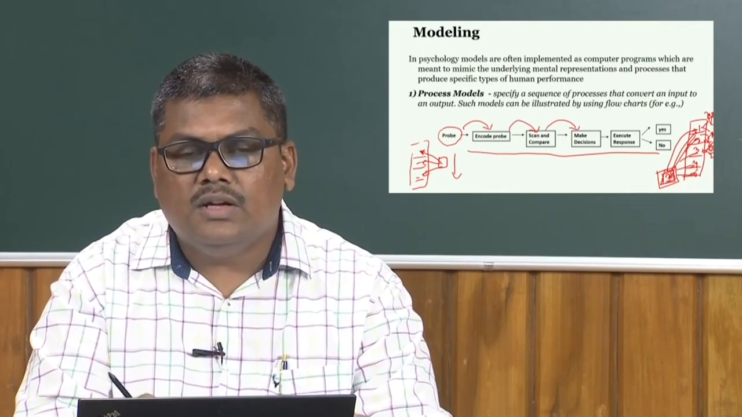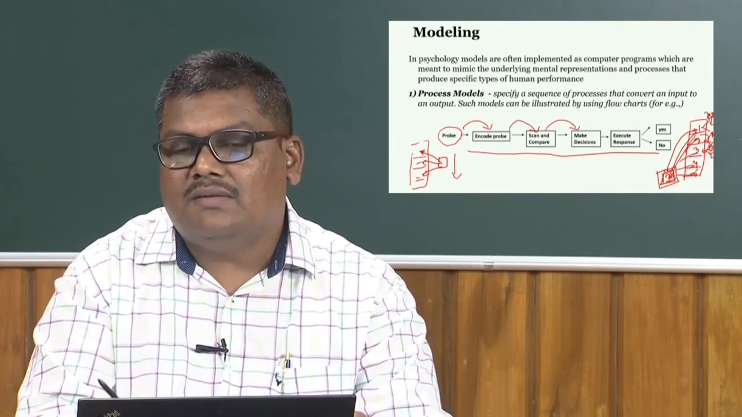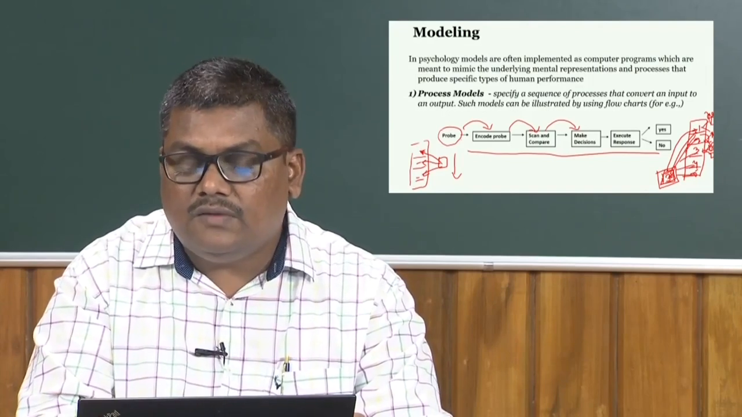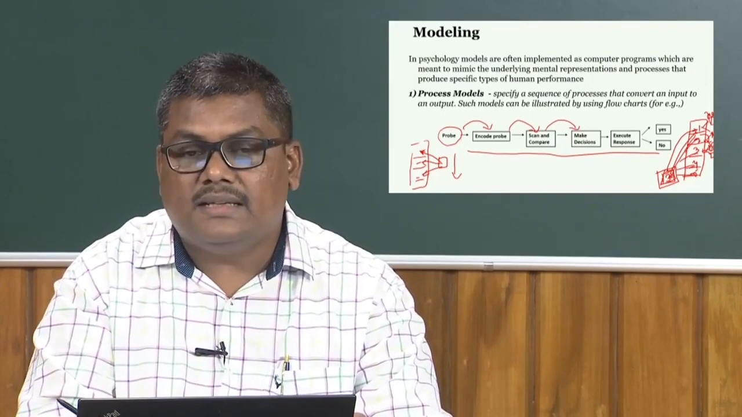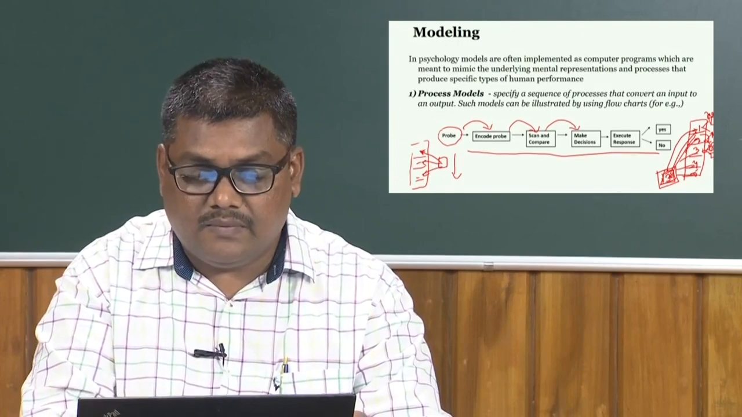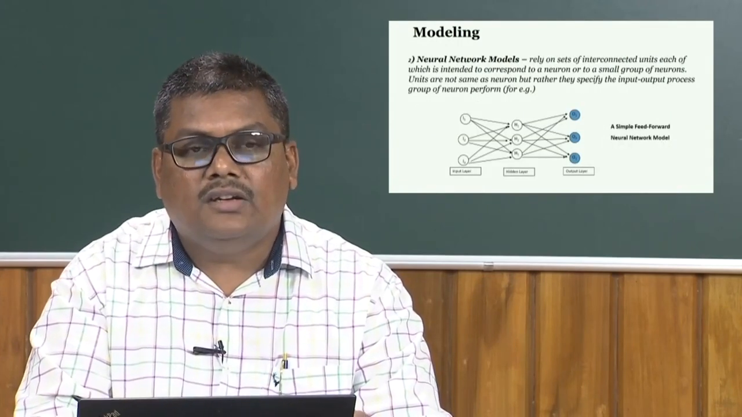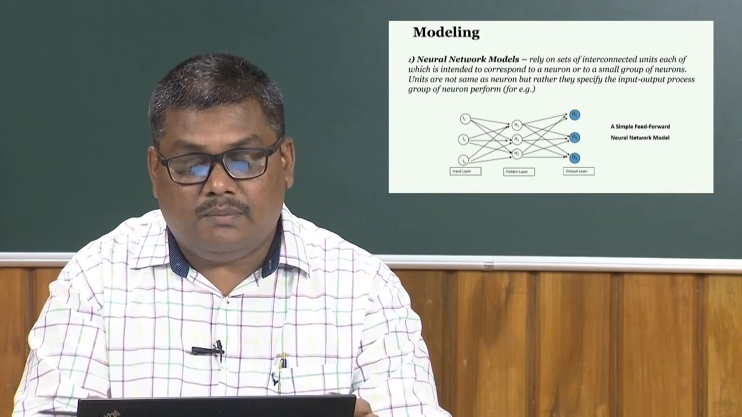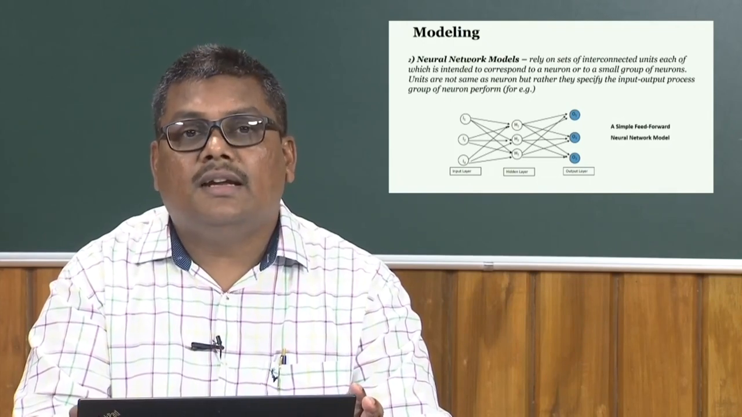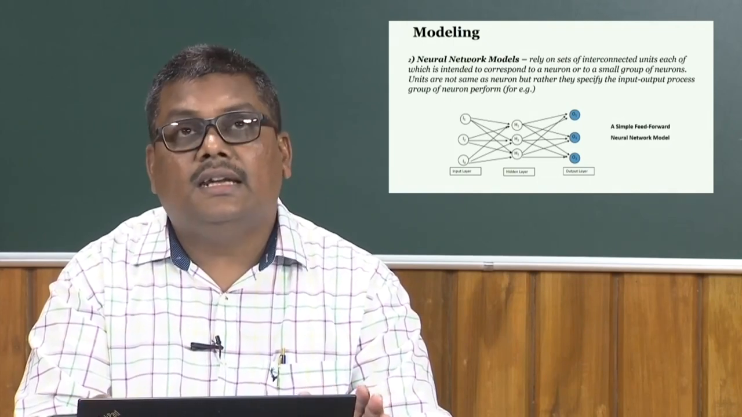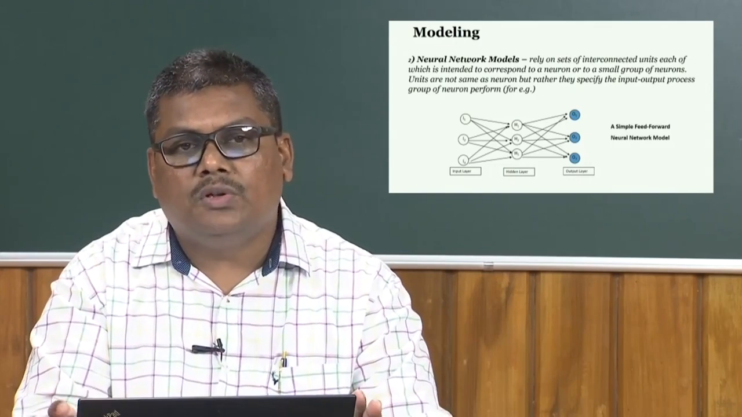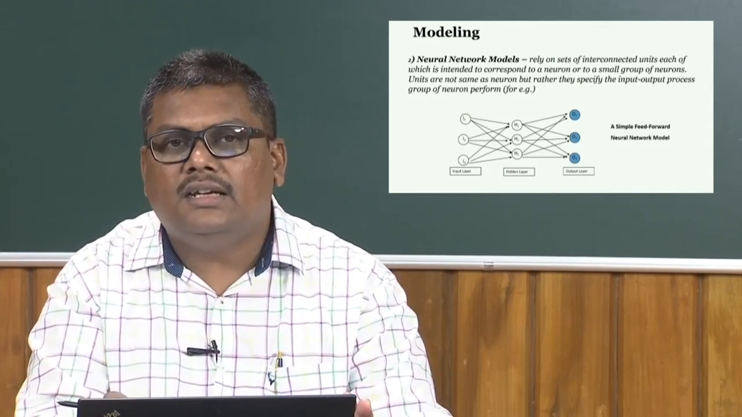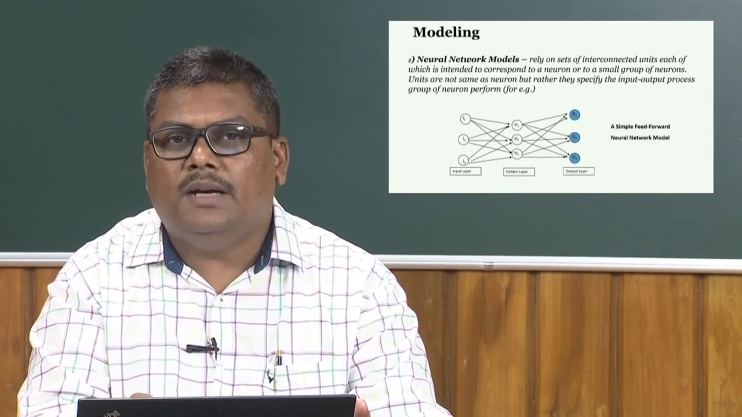And so, it does not give you the brain structures, the brain processes which actually lead to the final answer of comparisons or final comparisons that are done. And so, to counter that, neural network models were thought of. Now, what is the neural network model? It relies on interconnected units, which are not just input and output units, but it has a hidden unit, which is generally called the brain unit.